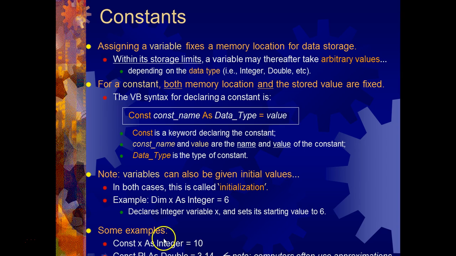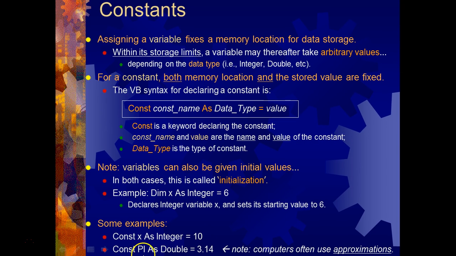Some examples, const x as integer equals 10, that can't change. Now you can't see this, can you? Const pi as double equals 3.14. So double basically is a decimal number. Okay? So that's that.